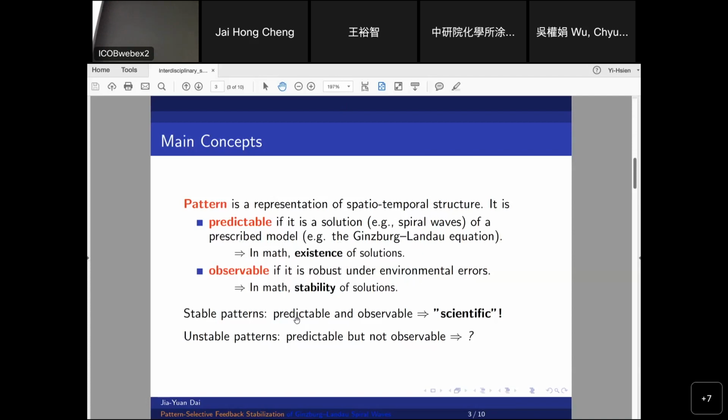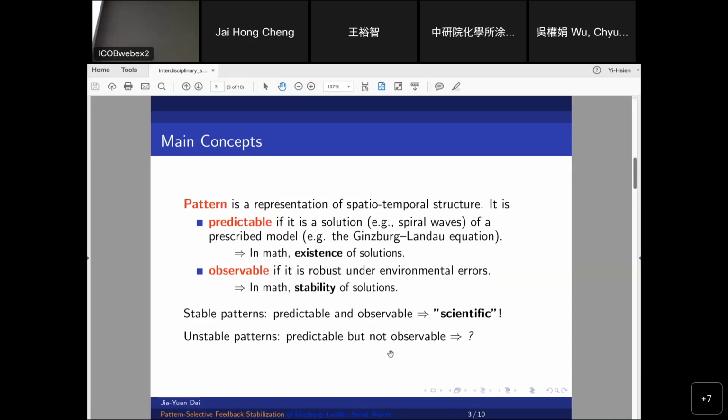So now I have a pattern. And the second question is, a pattern can be observable if it's robust under environmental errors. What are environmental errors? There can be an error from simulation, or when you do experiments, there must be some error. And in mathematics, observability is about the stability of solutions. So if a pattern is stable, then it is robust under errors. So you can see stable patterns. So here I say stable patterns are predictable and observable. So in some sense, I say it's scientific.